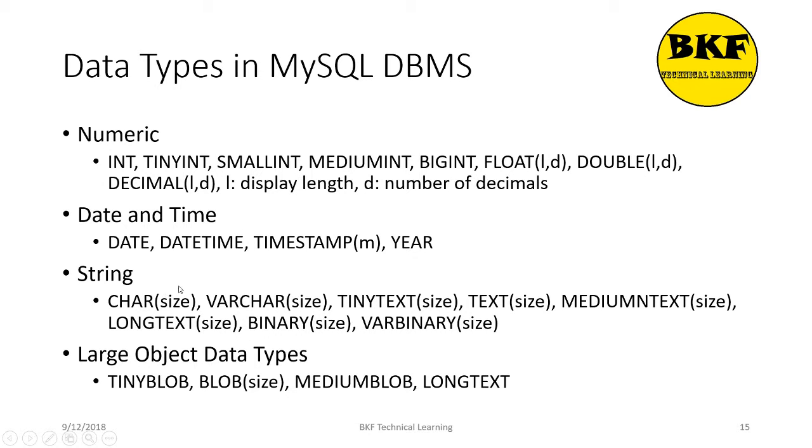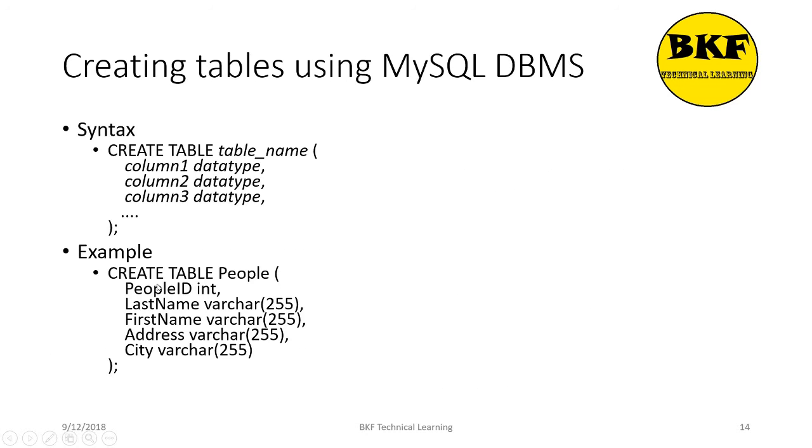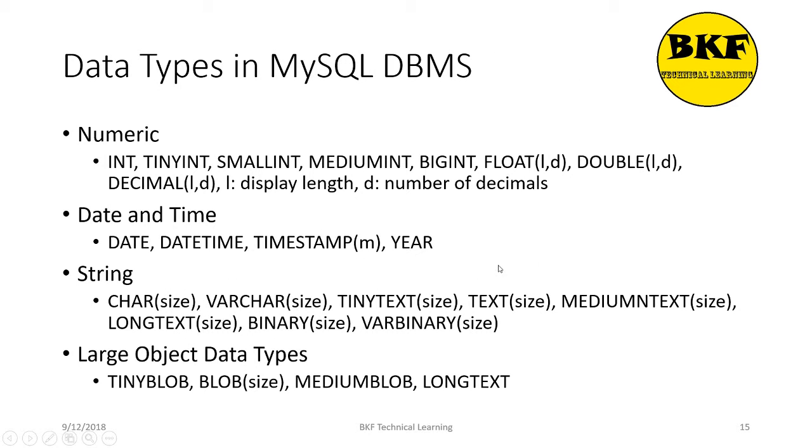They all accept a parameter size. Like over here we specified the parameter size to be 255. So this has to be done in all these data types. Then we have large object data types like tiny blob, blob, medium blob, and long text. Now these have different capacities, so a very big file can be stored in medium blob and cannot be stored in tiny blob. So it all depends on your requirements.